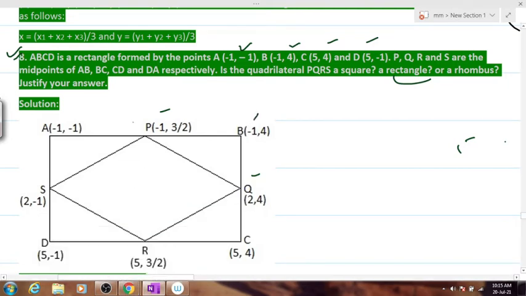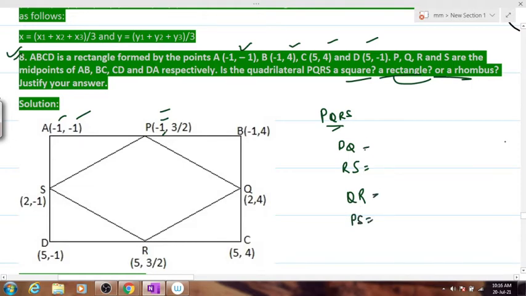Simple, right? This plus this by 2, minus 1. This plus this by 2, 3 by 2. Is the midpoint clear? Now you'll have to look for whether PQRS formed is a square, rectangle, or rhombus. Which of these figures is PQRS? First of all, you have to calculate PQ, RS, QR, and PS. These four need to be calculated. Based on this, we will move our calculations further.